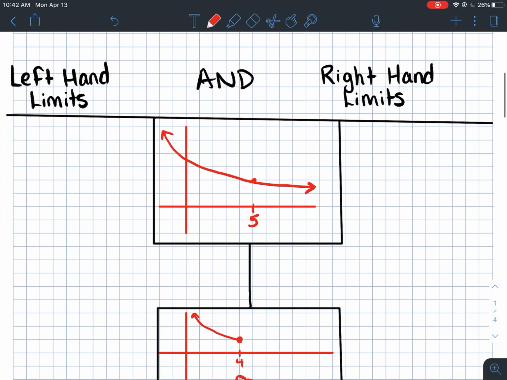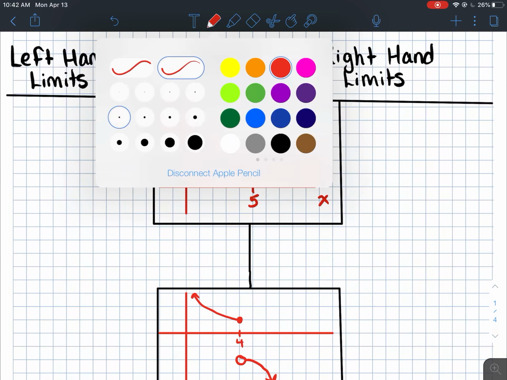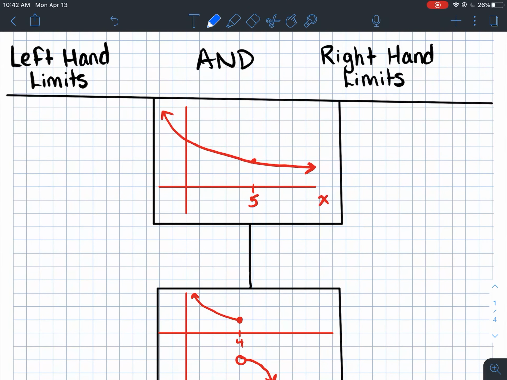Okay, so I'm going to get into it here. There are things called left-hand limits and right-hand limits. Let's say we looked at a graph, we could approach things from the left or the right-hand side. The thing we're always approaching is on the x-axis, and we're looking for the y value.